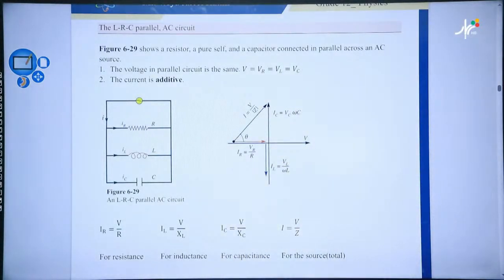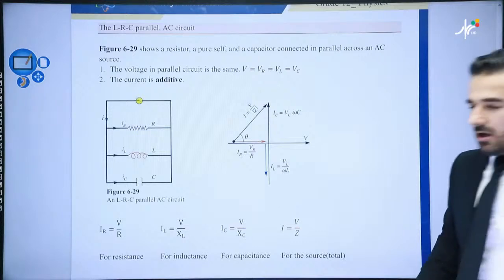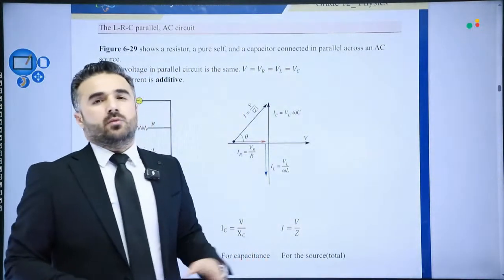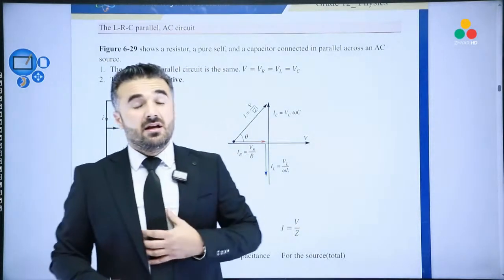All these are connected in series, but now we're going to talk about these being connected in parallel. Will it be the same? Will it be different? What are the similarities and what are the differences that we can have?